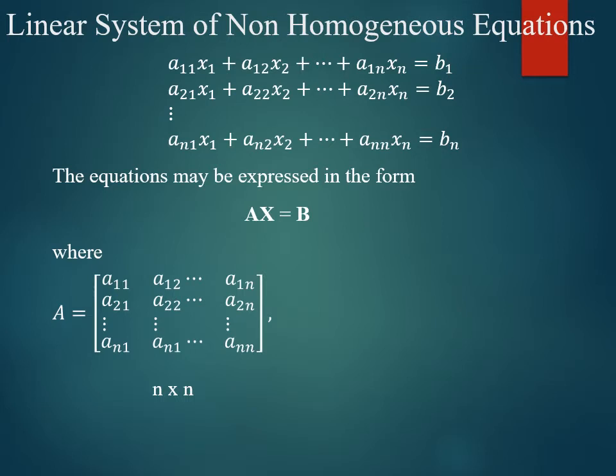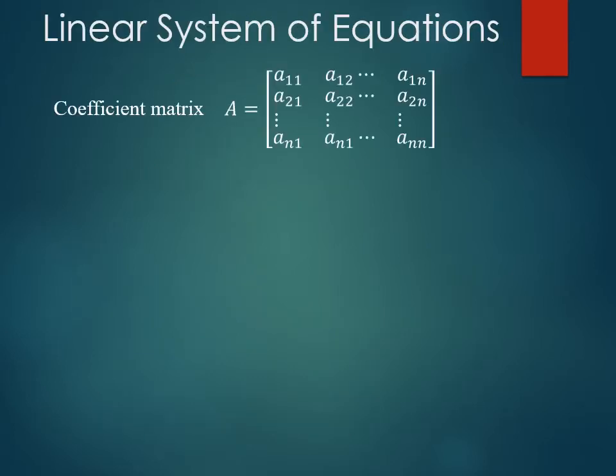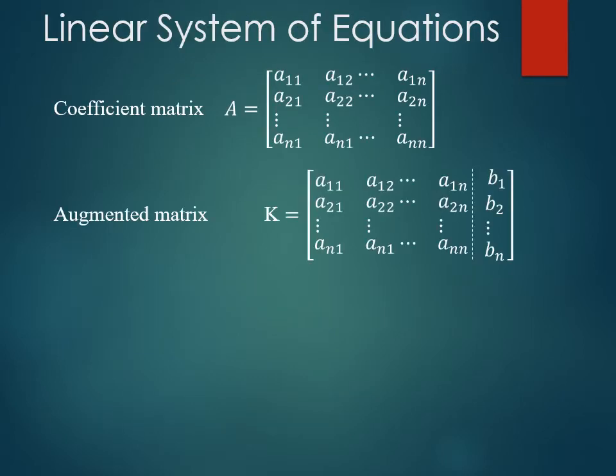x2, xn will form the matrix capital A, which is the coefficient matrix. Capital X represents the unknowns x1, x2, xn in column matrix form, and B, that is b1, b2, bn, the values on the right hand side of the equation, forms the column matrix B. So number of unknowns is always equal to number of equations, and we represent it by n. So this is our coefficient matrix. When coefficient matrix is clubbed along with the matrix B, it forms the augmented matrix, and we represent it by matrix K.